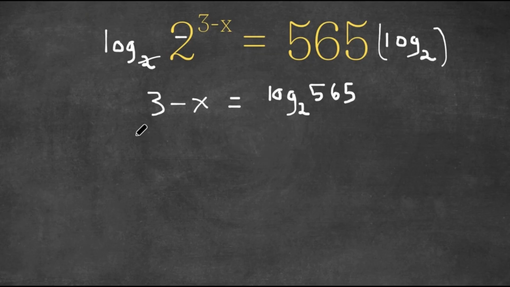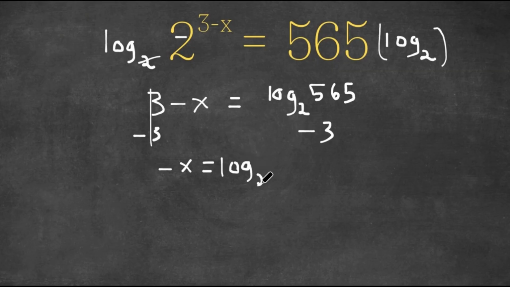Now, if I subtract 3 on both sides, because I want to isolate x, these two cancel out, and on my left-hand side, I would have negative x is equal to log base 2 of 565 minus 3.